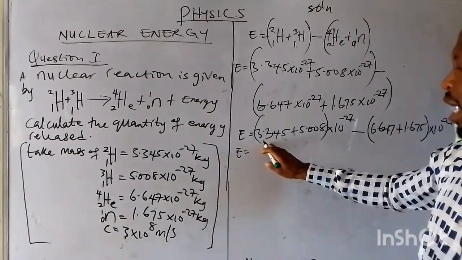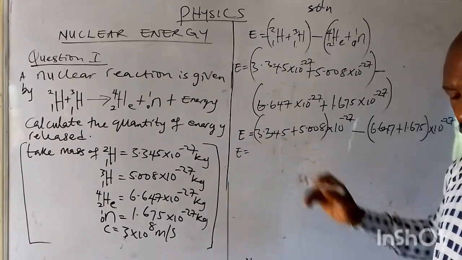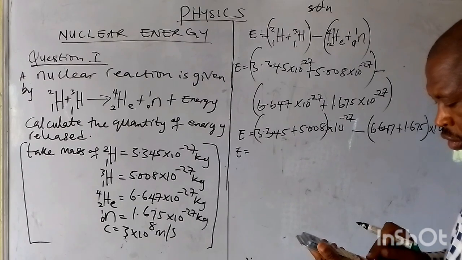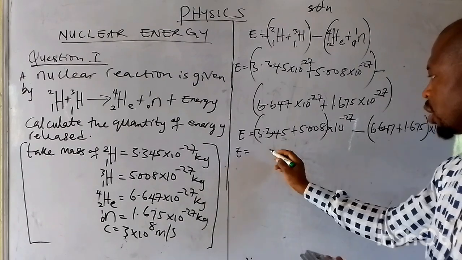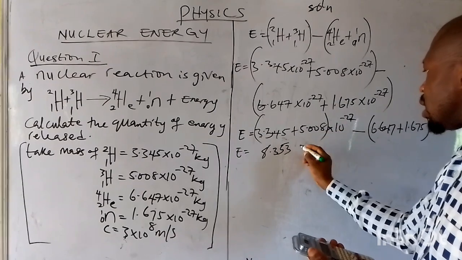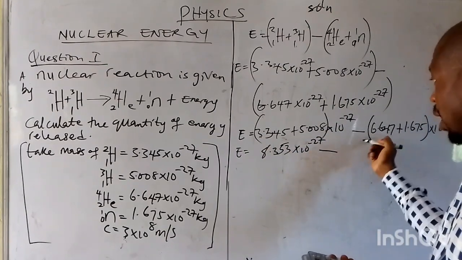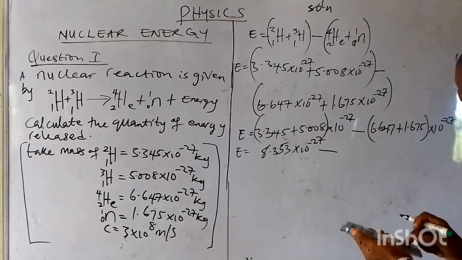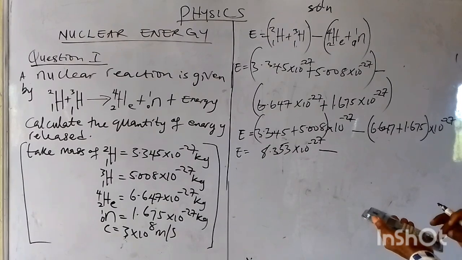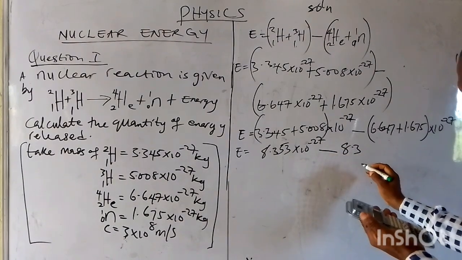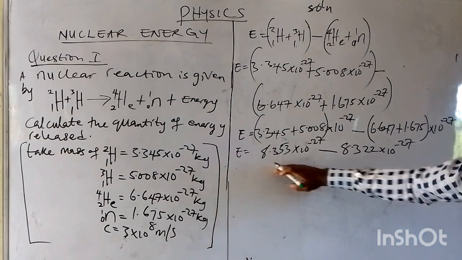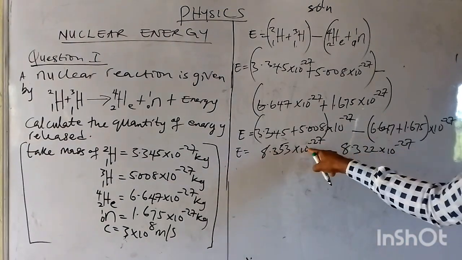So, if we say 3.345 plus 5.008, which will give us 8.353 times 10 raised to the power minus 27, minus this side, 6.647 plus 1.675 will give us 8.322 times 10 raised to the power minus 27. So we now have a simple value now. Still, their index numbers are the same.